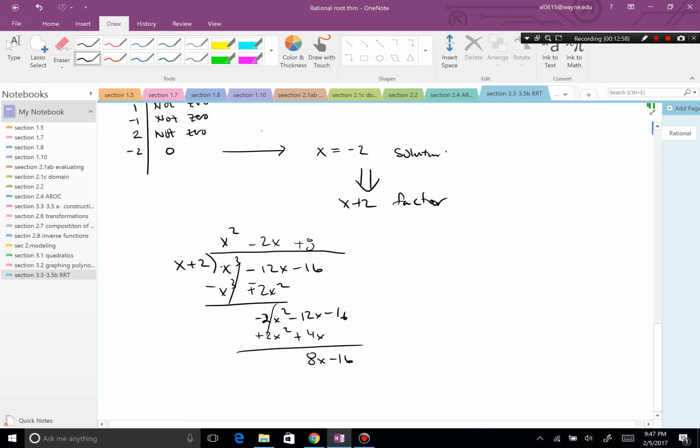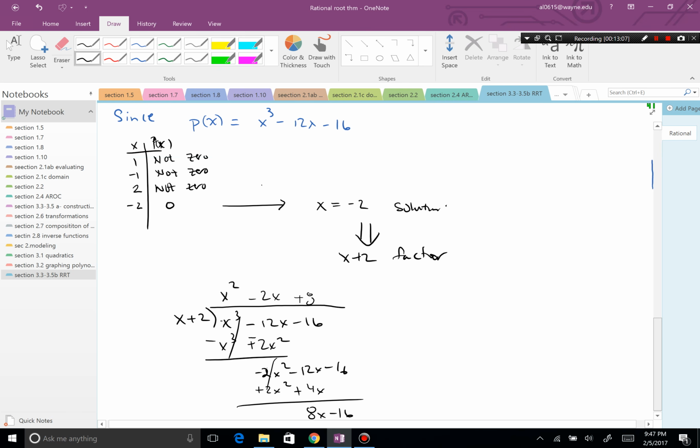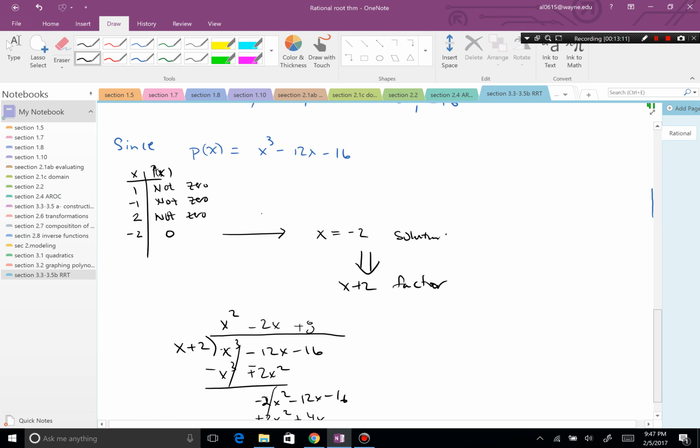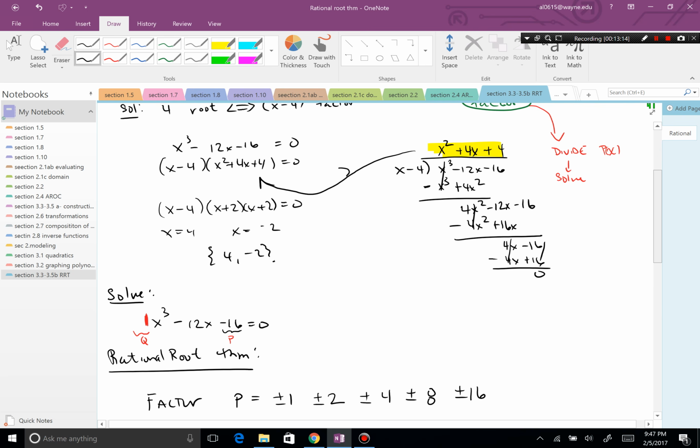Which, I think this works, doesn't it? Uh-oh, I might have screwed up. SpaghettiOs. Where did I screw up at? Minus 16. I copied down wrong? Maybe.